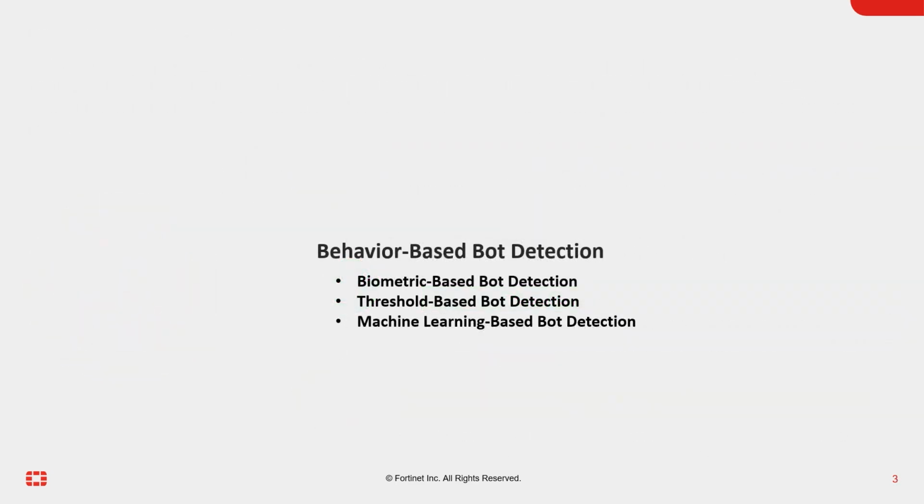To start, we have behavior-based bot detection, which identifies bots by analyzing user interaction patterns, such as mouse movements, keystrokes, and session flow, instead of relying solely on IP addresses or known signatures. This category includes threshold-based bot detection, biometric-based bot detection, and machine learning-based bot detection.